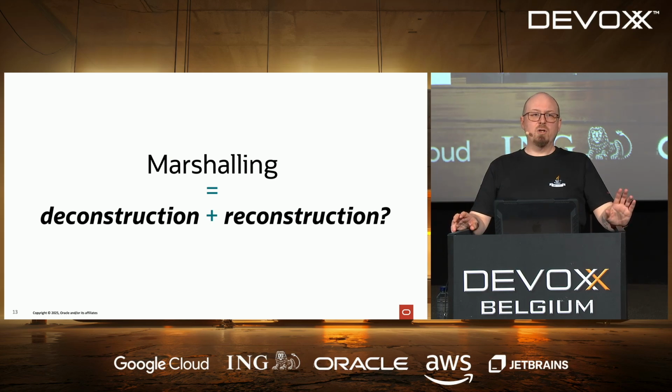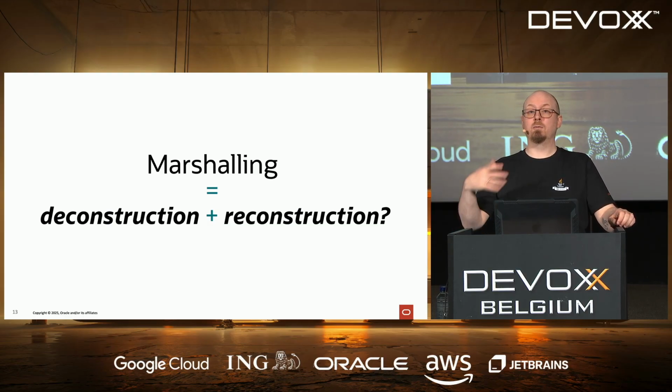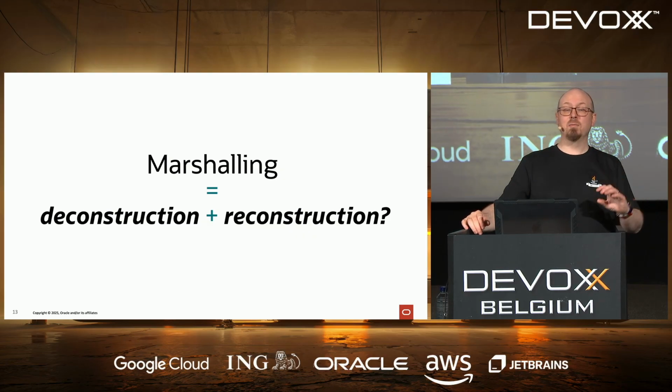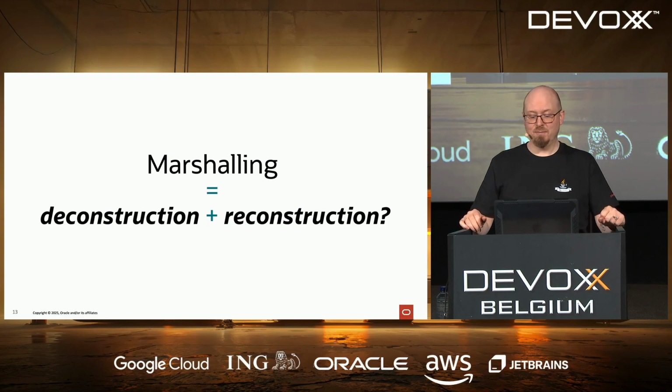So marshalling, you could think of, in a way, as deconstruction plus reconstruction. Because we already have construction internally, right? We have constructors for objects, but we need to be able to take the information out of it and recreate it potentially somewhere else. But I think that is the wrong mental model here.